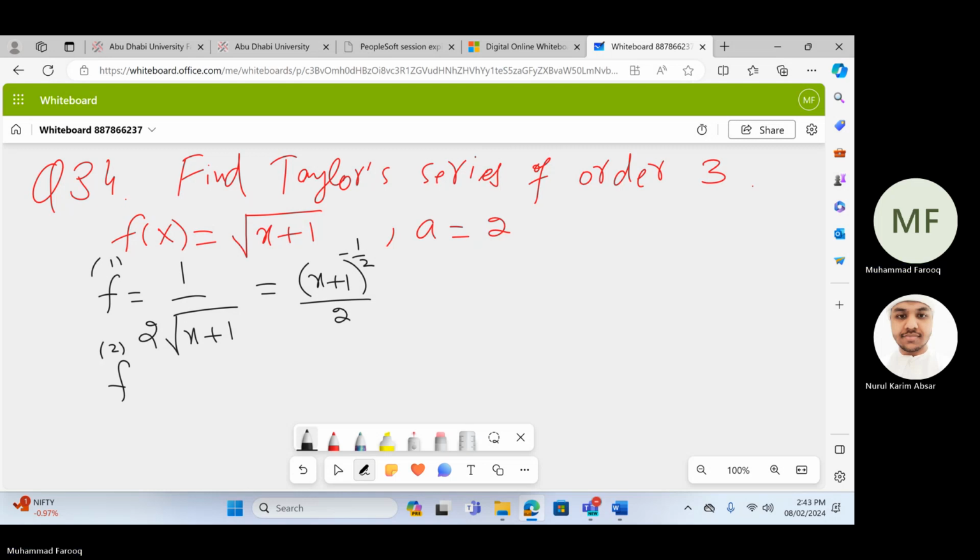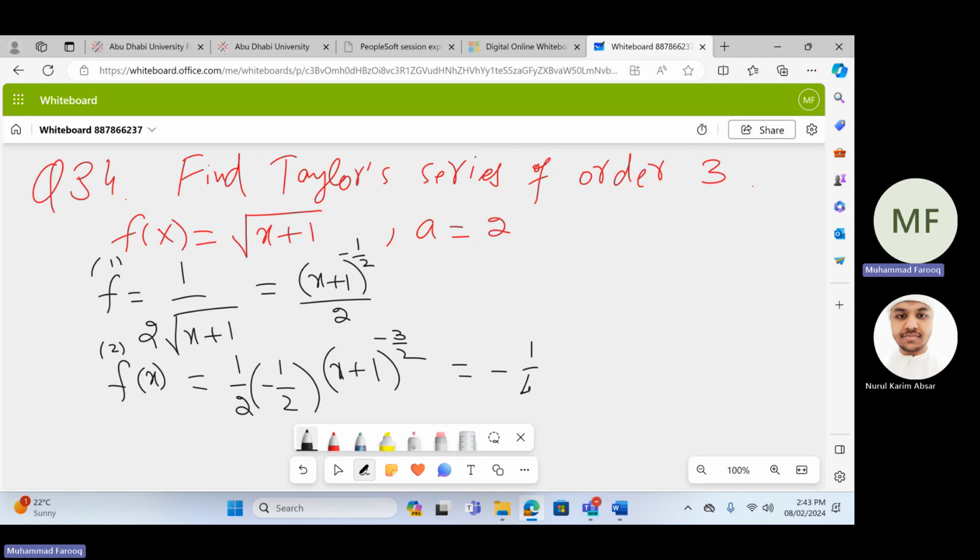Now, second derivative. I can take 1 over 2 as a constant. Then I have negative 1 over 2, then x plus 1 raised to minus half minus 1, which is minus 3 over 2. Am I right? I have taken the second derivative now. Make it negative 1 by 4, and I have x plus 1 raised to power minus 3 by 2. Keep it as it is. Understand my second derivative? I'm using the chain rule.